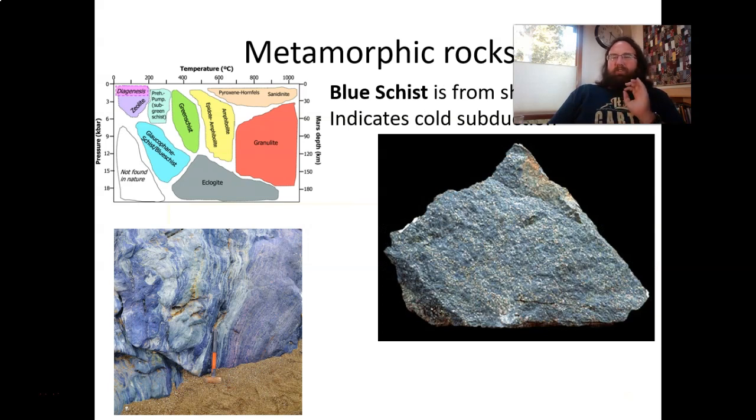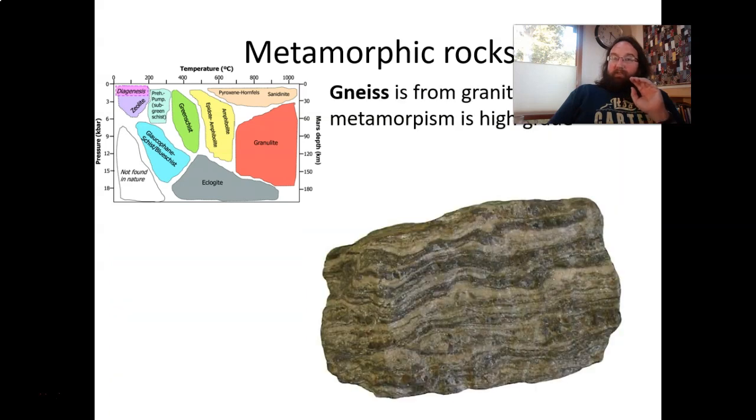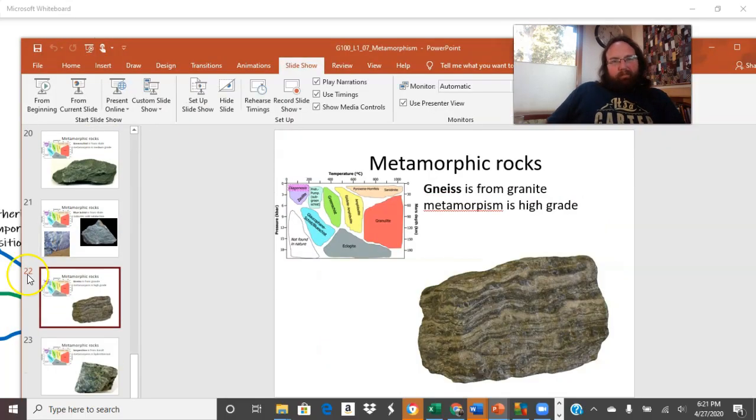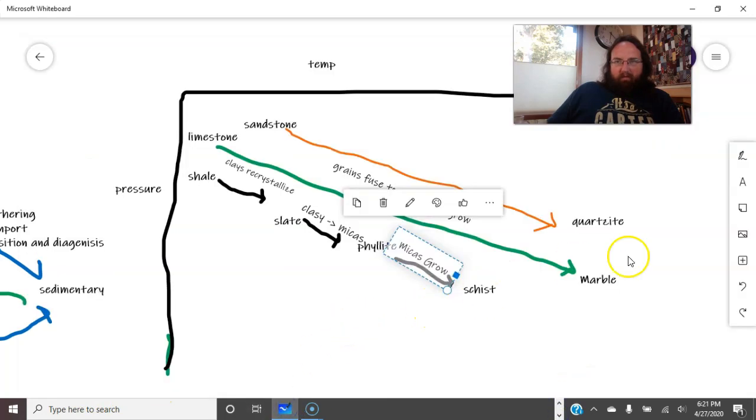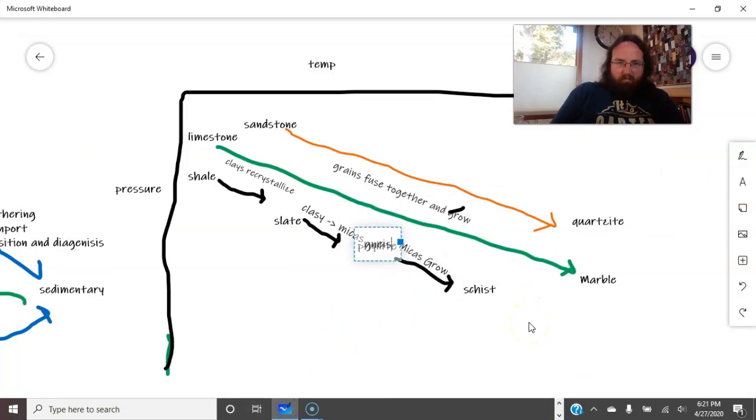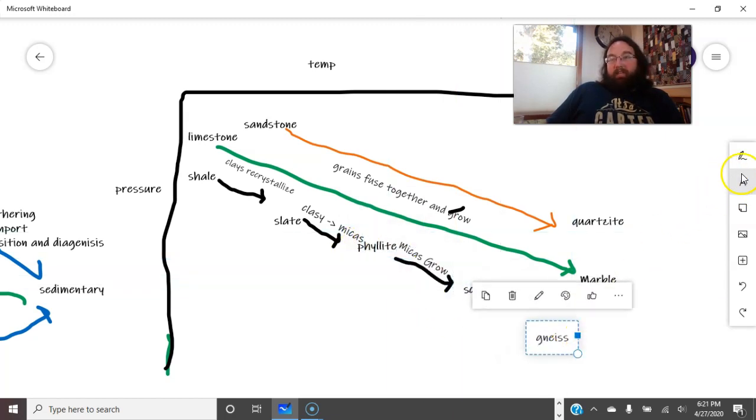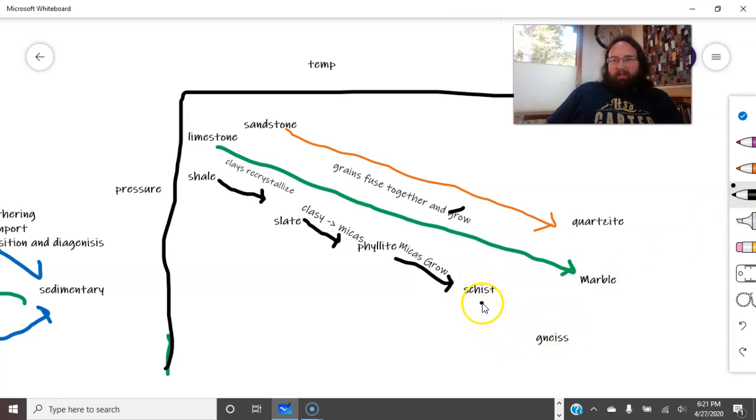Now, as you continue to cook the schist, you're going to start getting the crystallization of feldspars and amphiboles. And you're going to get thick bands of these, and we're going to call it, looks like granite, but it is gneiss. Gneiss will form at the highest temperatures, and eventually, if you keep cooking this, it's going to melt back down into migmatite. You're going to start seeing the actual layers melt.